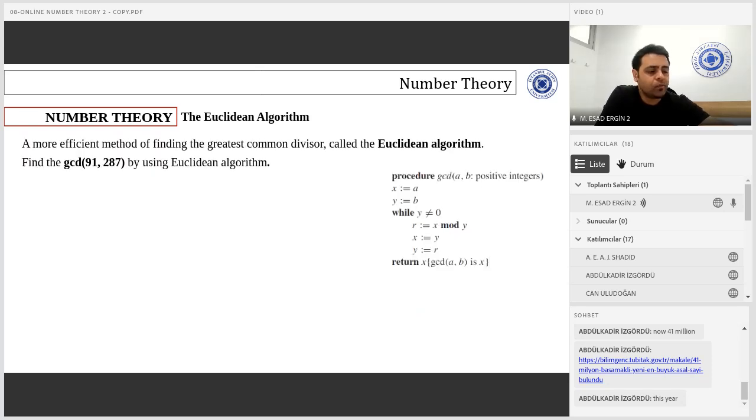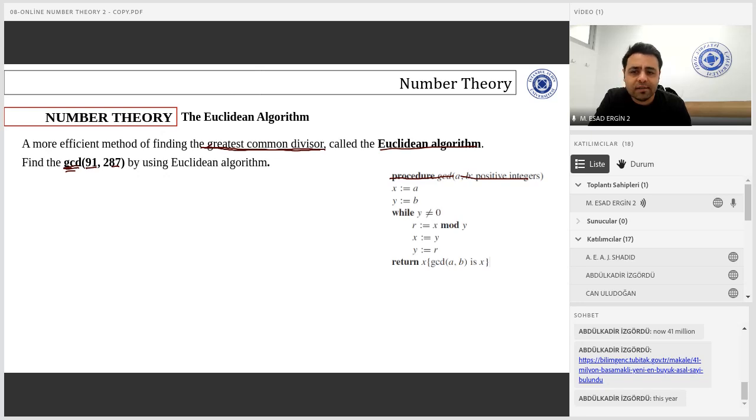So here we are going to start with the Euclidean algorithm. This algorithm is used for finding the greatest common divisor of two integers. The greatest common divisor, I am going to use the abbreviation GCD. Here it is as a procedure, this is a pseudocode of it. And now how we are going to do it, at first, this is important.